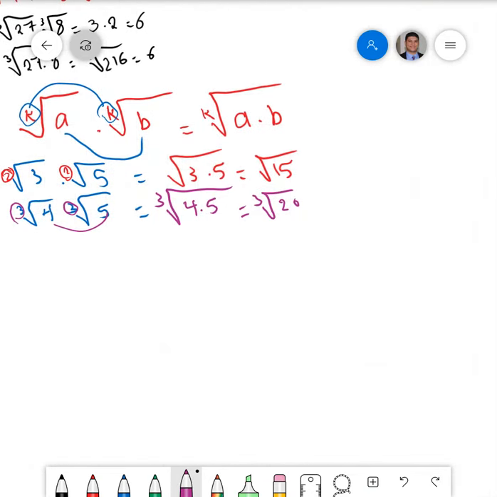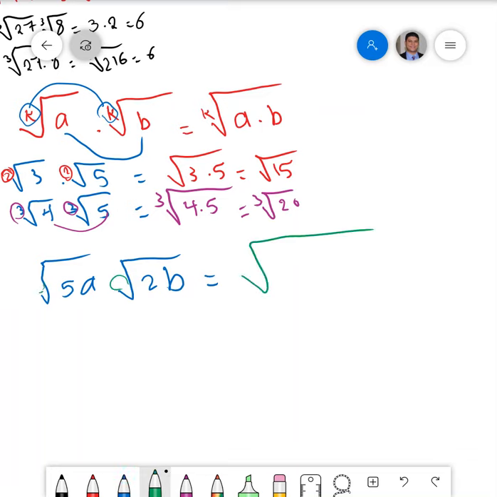Another example, square root of 5a times the square root of 2b. Same index, so we have to keep the root and multiply radicands. So we will multiply 5a by 2b, it will be square root of 10ab.